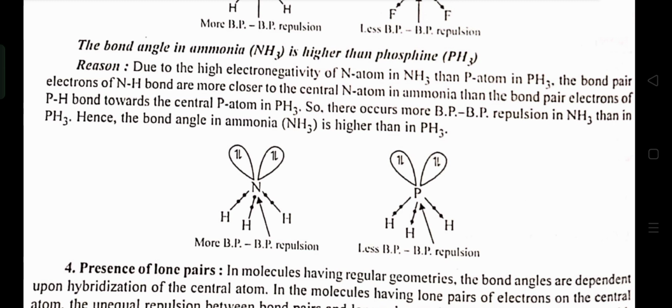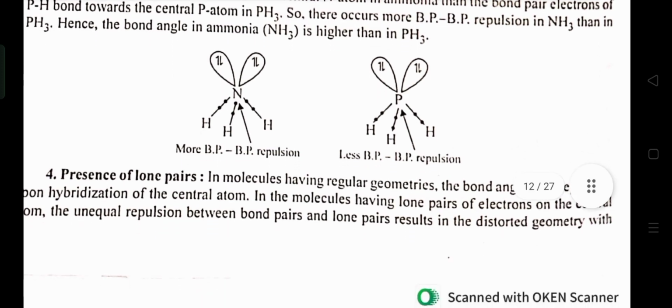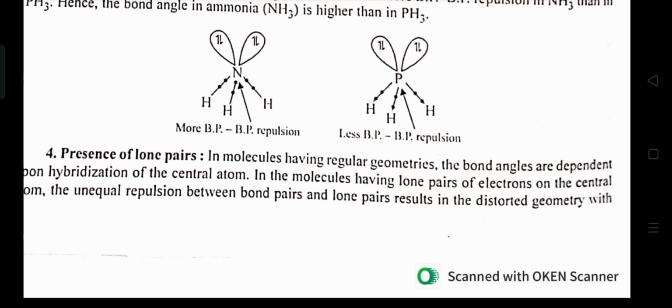The bond angle of ammonia is higher than phosphine. The reason is the higher electronegativity of the N atom in NH3 than the P atom in PH3: the bond pair electrons of the NH bond are closer to the central N atom in ammonia than the bond pair electrons of the PH bond are to the central atom P in PH3. So there occurs more bond pair repulsion in NH3 than in PH3. Hence the bond angle of ammonia, that is NH3, is higher than phosphine, that is PH3.